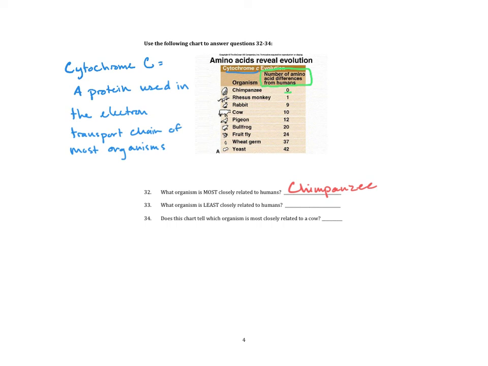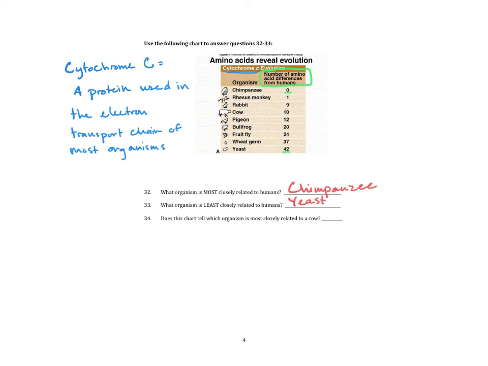Number 33 asks which organism is least closely related to humans. Something that's more distantly related would have a large number of differences between its cytochrome C protein and ours. In this case, you'll notice that the yeast has a very different cytochrome C protein. It has 42 amino acids that are different from our sequence. So we're not all that closely related to yeast.